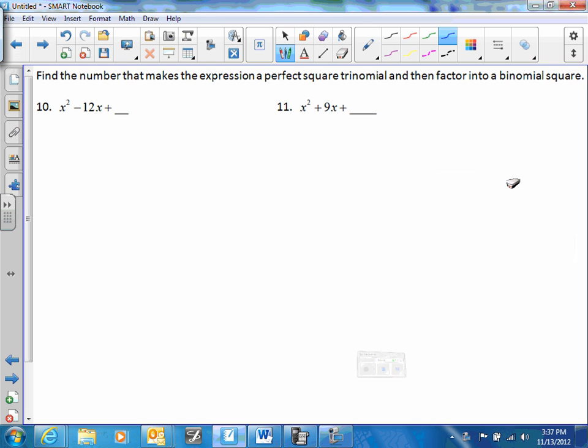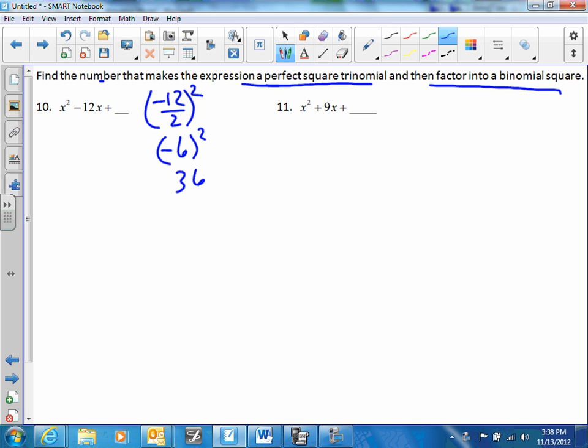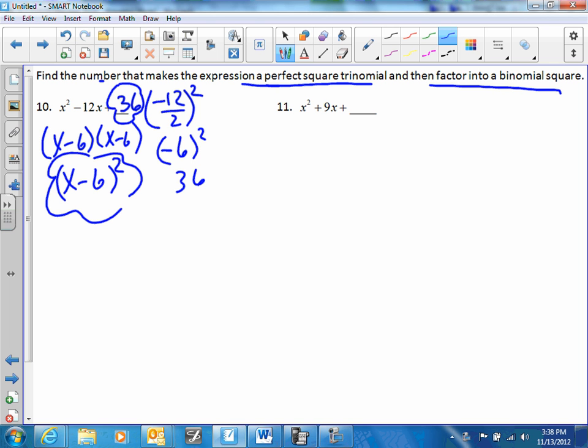Okay, on this particular problem, you need to find the number that makes the expression a perfect square trinomial, and then you're going to factor it into a binomial, okay? So here, you're going to take half of 12, and square it, so it's negative 6 squared, which is 36, so that's what goes right here. This factors into x minus 6, and so we need it as a binomial square, so you just simply write it as x minus 6 squared. And that's my answer, and 36 is my answer.